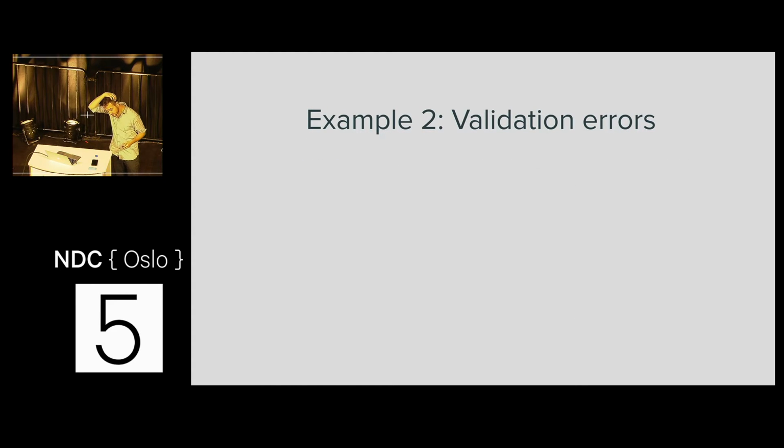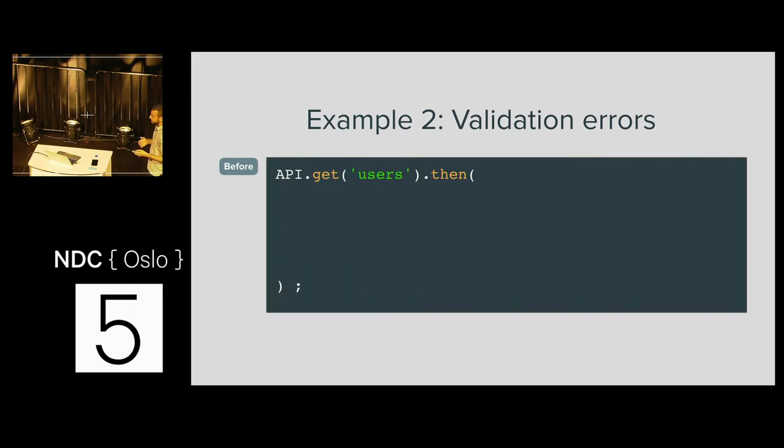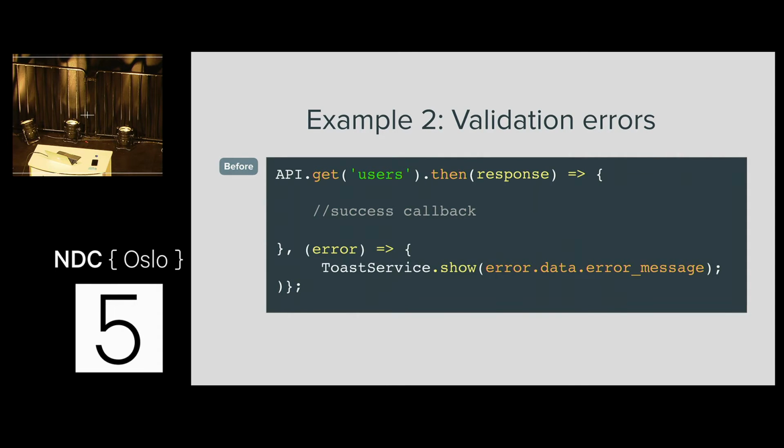And another thing I like to do is to manage validation errors, because validation errors occur on almost every single API call. So this is what we used to do before. You would say API.get users, and then you resolve the promise with .then, and then you have to pass in two functions. The first function is the success callback. OK, what should I do if everything was successful? Then the next argument would be, what should I do if there was an error?